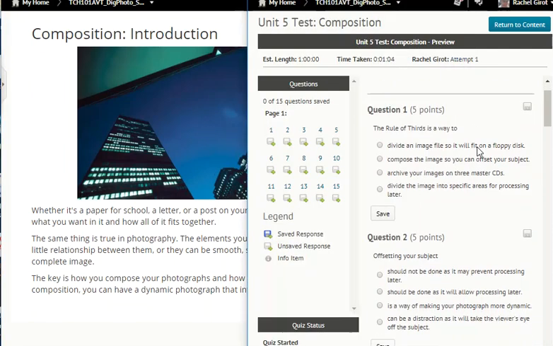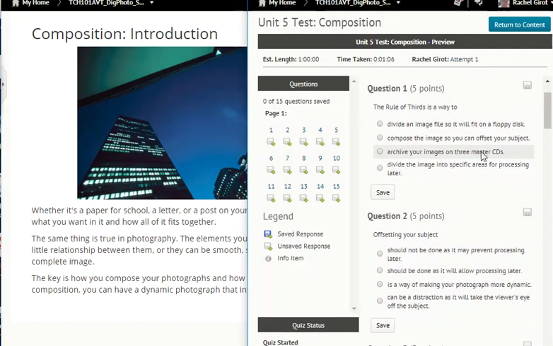Let's read the first question in this class. It's really nice because the questions go in the same order as the online textbook. Question 1, the rule of thirds is a way to divide an image file so it will fit on a floppy disk, compose the image so you can offset your subject, archive your images on 3 master CDs, or divide the image into specific areas for processing later.